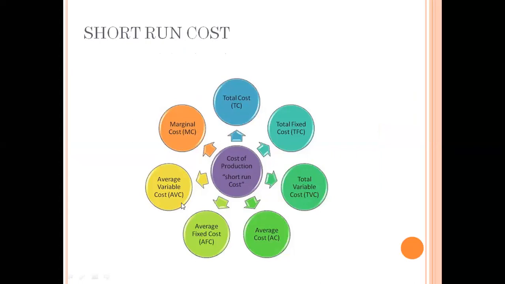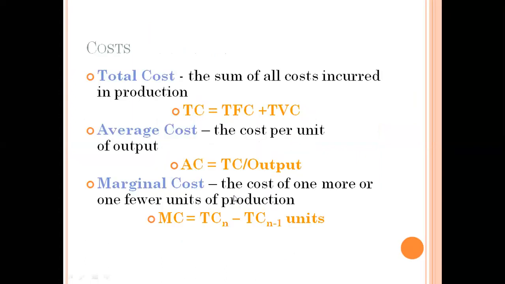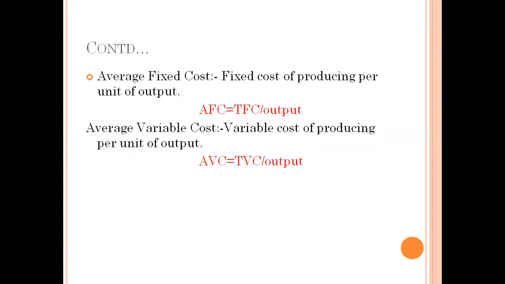Now the short run cost. Different types of costs are there, remember: TC, TFC, TVC, AC, AFC, AVC, and MC. So these 7 costs you have to learn in this chapter, where the first is total cost, which is the sum of TFC plus TVC.